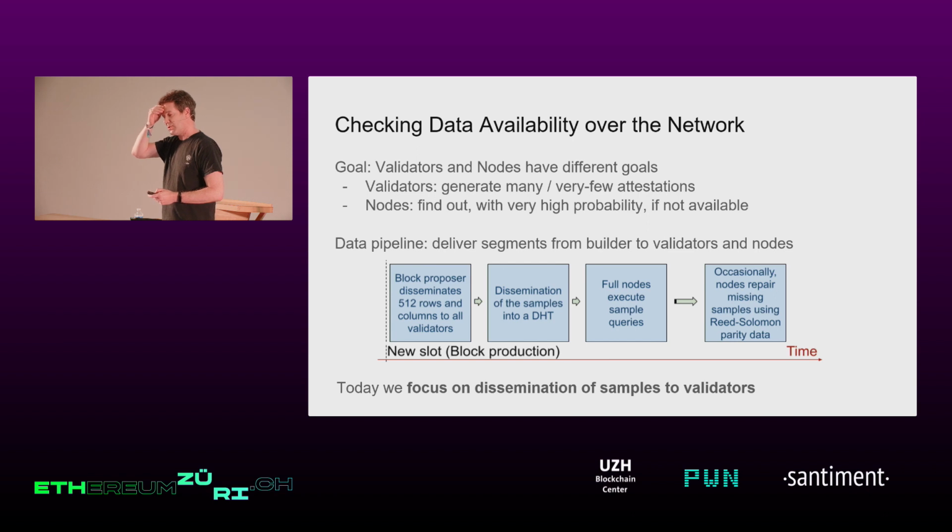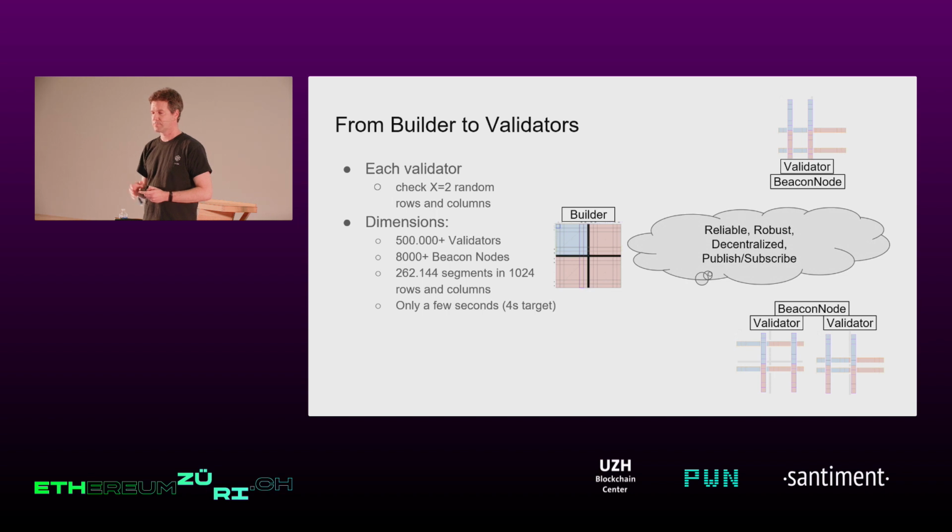Now today I will focus on the dissemination of samples to the validators. So I will not go into the DHT part, and I will not go into the actual sampling over the DHT. But let's see what happens between the block producer and the validators. So from builders to validators. Each validator is checking a number of rows and columns, and by default we are speaking of 2 because it's an easy example. It's a variable parameter at the moment. So each validator is selecting randomly 2 rows and 2 columns, and they are checking that. And that's the check. Is it there or not there?